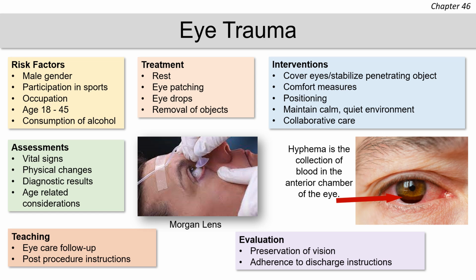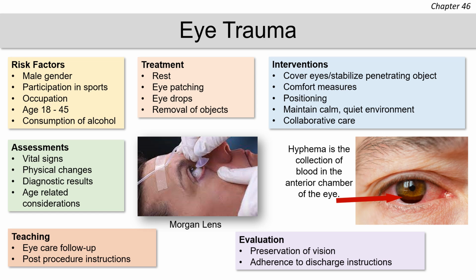So the assessments that we're going to go off of, vital signs. If a patient is in pain, it can affect their heart rate, blood pressure, and respiration. Physical changes, we're actually going to assess the external structures of the eye. Is there bleeding? Is there redness? Is there edema? And then age-related considerations, not much going on here. Again, if you're age 18 through 45, you're at higher risk of having some type of eye trauma.